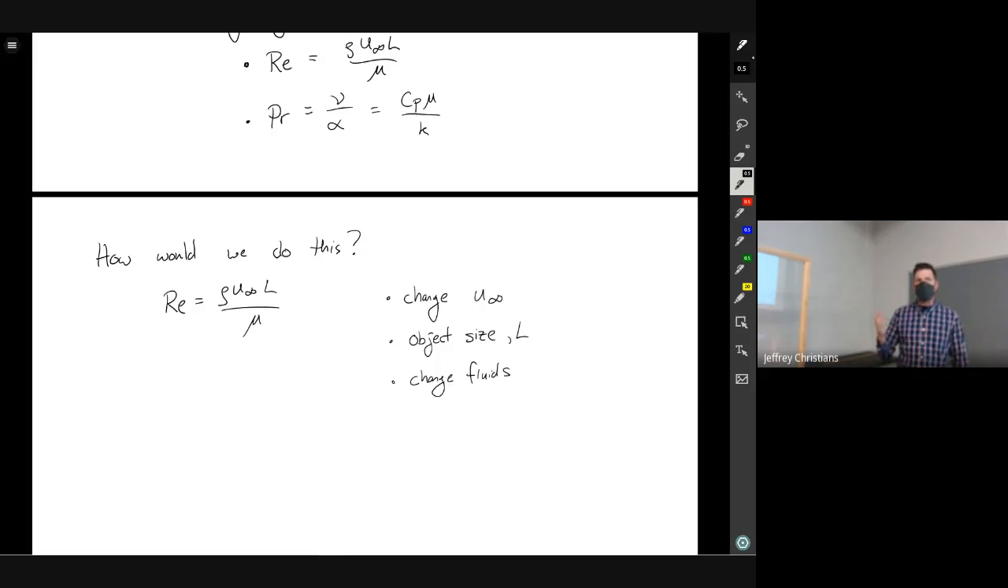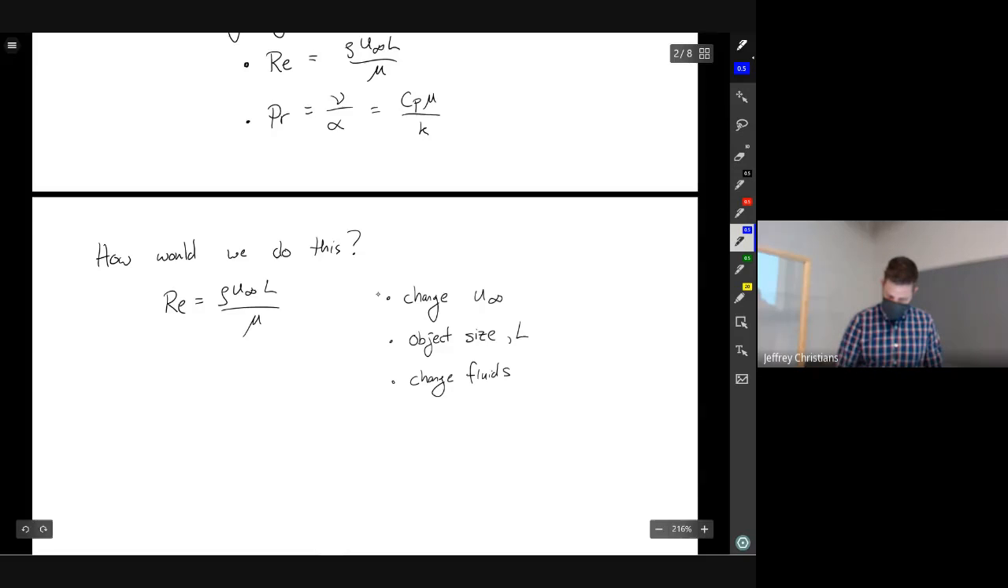There are other ways too. If you change temperatures, fluids will change viscosity and maybe density a little bit at different temperatures. That's kind of a less straightforward way. The easiest one is just changing velocity or changing size. So I would say that these three are the easiest, but there are other ways to change Reynolds number as well. You can see kind of what those are.